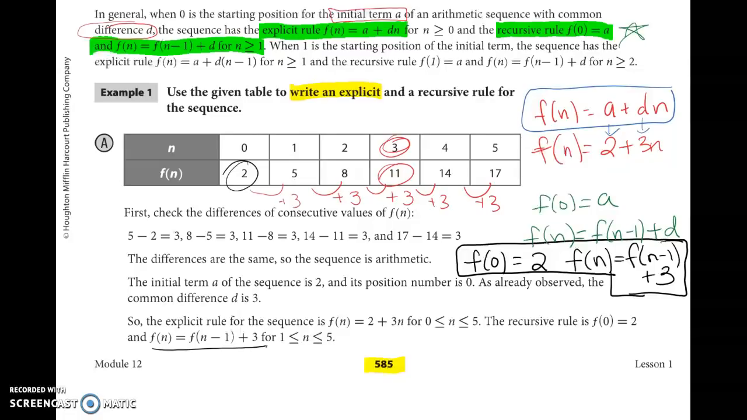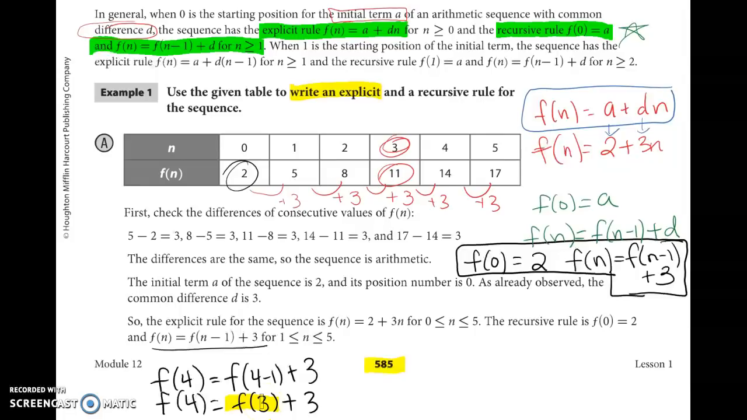Our recursive rule just says, let's say I wanted to find f sub 4, my 4th term. I would plug it into my formula, f of 4 minus 1 plus 3. And so I have f of 4 equals f of 3 plus 3, which means I need to know what f of 3 is. I need that previous term in order to plug that in here.